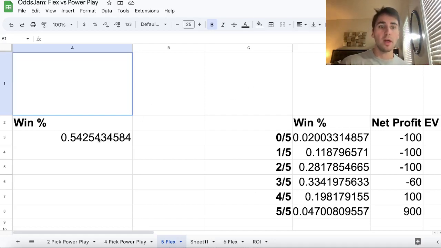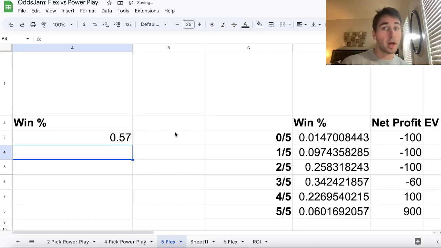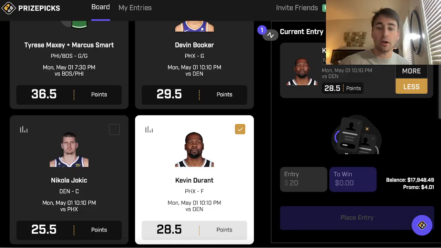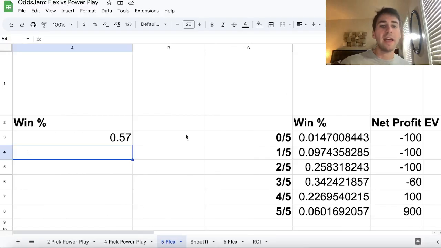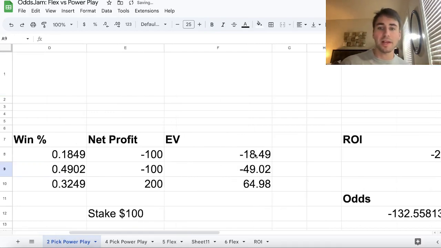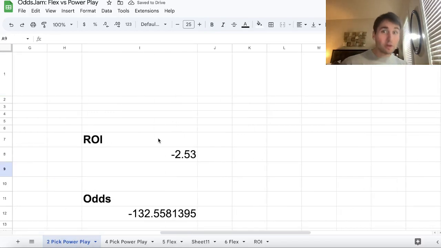So it's pretty simple. If you're winning 57% of your player props in 5 flexes, you're going to be super profitable on PrizePicks. You're going to have an ROI of 19.25%. If you can hit these correctly 57% of the time, you can still lose 43%, and you're going to have an ROI of 19.25%. So why do we play 5 flexes and not 2-pick power plays? Well, with 2-pick power plays, if you're hitting 57%, your ROI is still negative. So it really matters that you're playing 5 flexes.